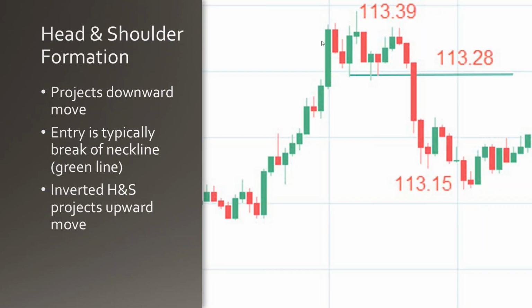Now you can see this is a very small head and shoulders here. Right here is your head. Here's your shoulder. Here's your shoulder. You measure the difference from the top here at 113.39 down to the neckline, which is 113.28. So your anticipated movement would be at 113.15, and it actually exceeded that by just a little bit. Now, this is a regular head and shoulders formation. With an inverted head and shoulders, you just anticipate the market to go up.